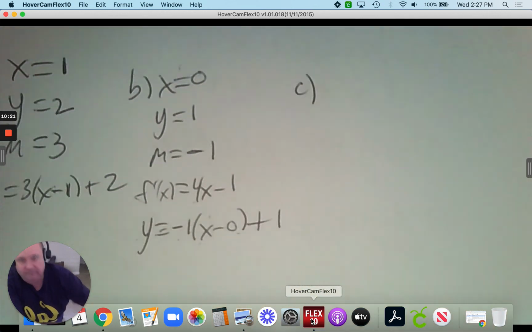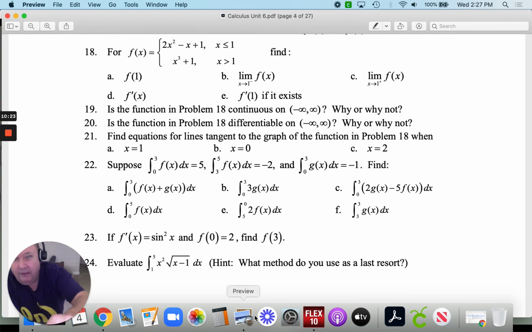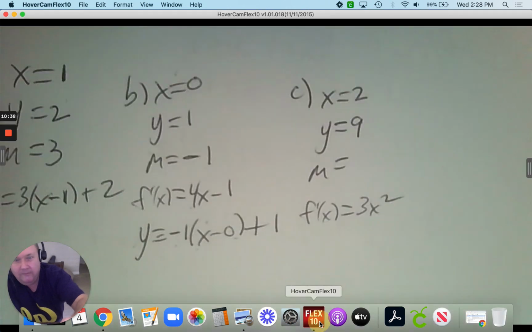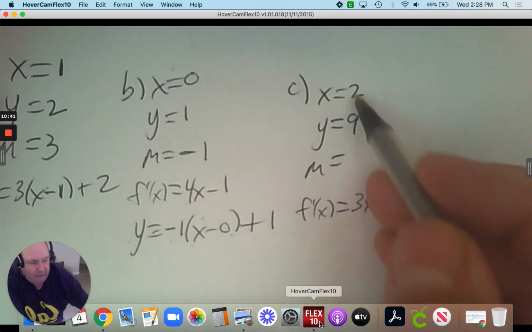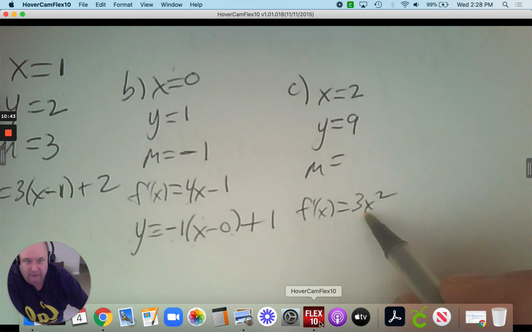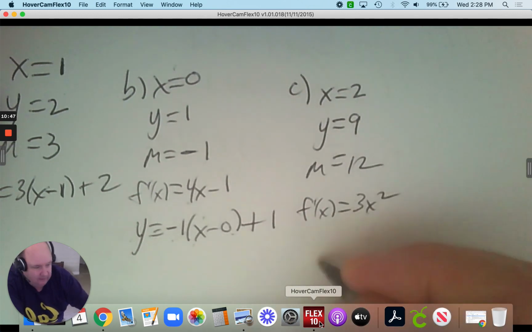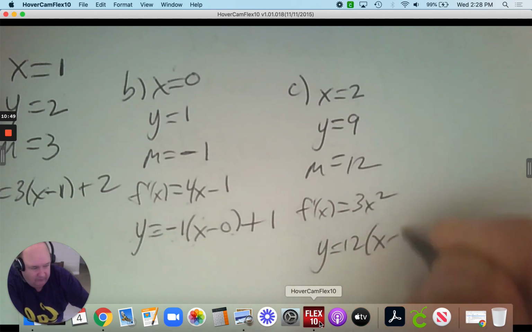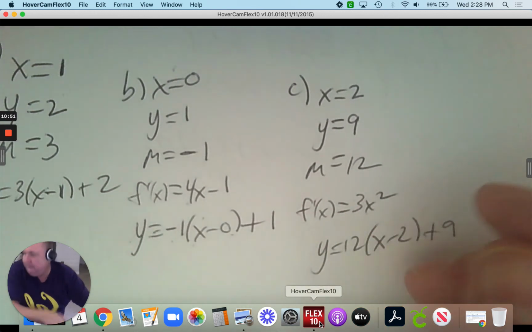Part C, x equals 2. So that's the bottom piece when x equals 2. In the bottom piece, 2 cubed is 8, plus 1 is 9. For the slope, I need to know the derivative of the bottom piece, which is 3x squared. So plug 2 into the derivative, and you get 2 squared times 3. So the slope is 12. So it's y equals 12(x minus 2) plus 9.